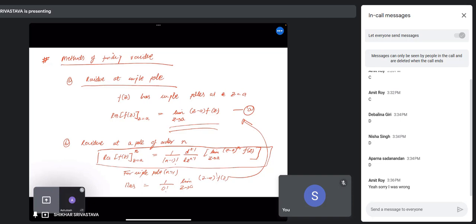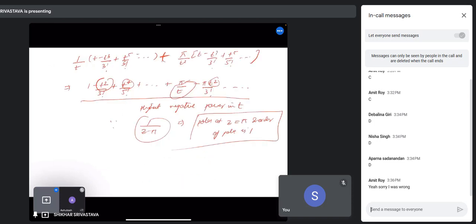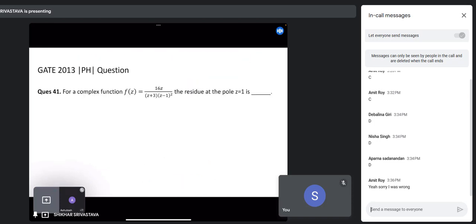Based on this formula, you can solve this question. A simple question that appeared in GATE 2013, question 41. For a complex function f of z, what is the residue at the pole z is equal to 1? So you have to find the residue at pole z is equal to 1. z is equal to 1 is a pole and the order is 2.